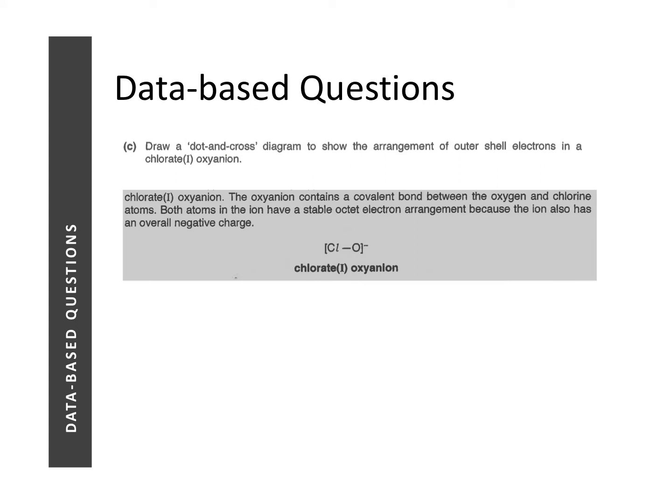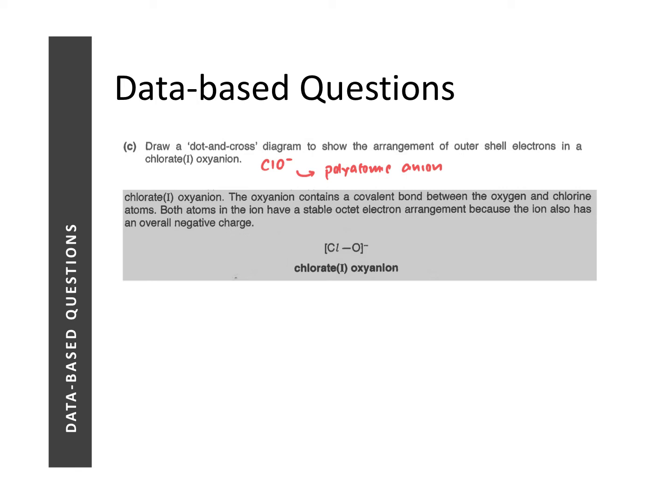The next part, we are supposed to draw a dot and cross diagram to show the outer shell arrangements in the chlorate oxyanion. Okay, meaning we are supposed to draw a dot and cross diagram for ClO minus. Now the drawing of dot and cross diagrams for a polyatomic ion, if you haven't noticed, this is a polyatomic anion, is not in the O-level syllabus. However, it can still come out provided the structure of the anion is given to you.